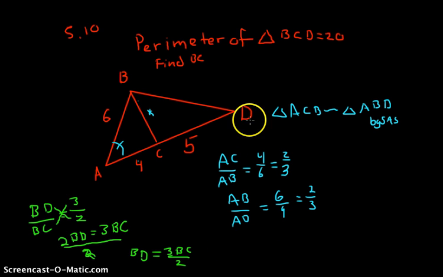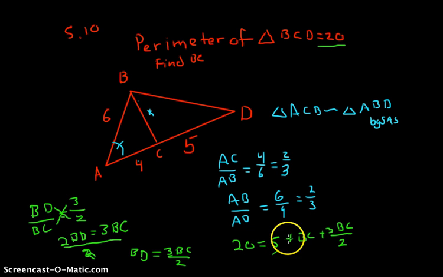So now you have BD in terms of BC. So they give you the perimeter of 20 here, and that's of triangle BCD, so right here. So the perimeter of 20 is equal to 5, which is CD, plus BC, plus BD, but we already figured out what BD is in terms of BC, so 3 BC over 2. Now we can just take out 5 on both sides, so 15 is equal to BC plus 3 BC over 2. Now we just multiply everything by 2, so 30 is equal to 2 BC plus 3 BC.